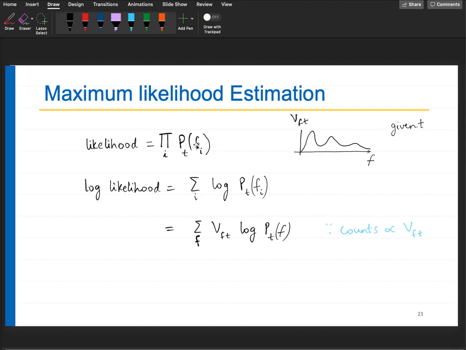So we have P(T,F), which we want to maximize for the given samples. What are the samples? If this was my histogram, what are the samples? Samples are the entries which are bringing the histogram up, right?